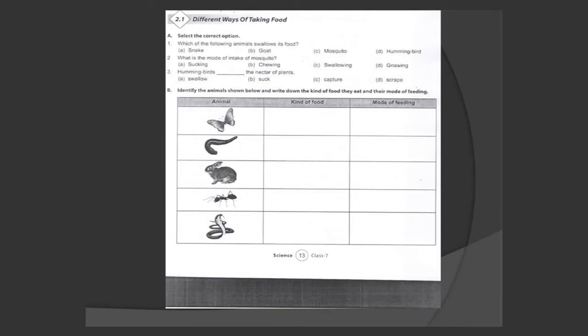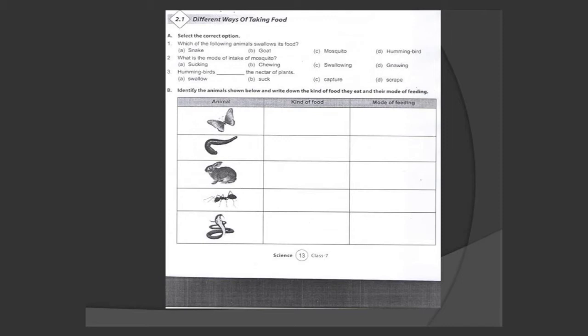Next one, select the correct option. In that, you can pause the video and go through the question, right? The first one, which of the following animals swallows its food? Options: snake, goat, mosquito, hummingbird. Here, the goat only will swallow its food. Whereas the hummingbird will suck nectar, and the mosquito will suck blood from the human body. So the goat will swallow its food.